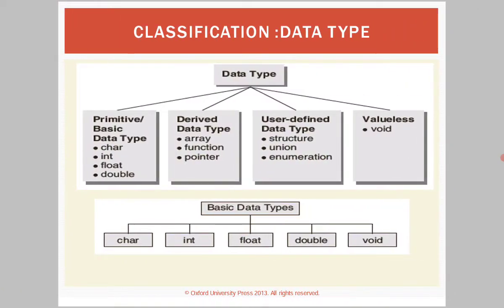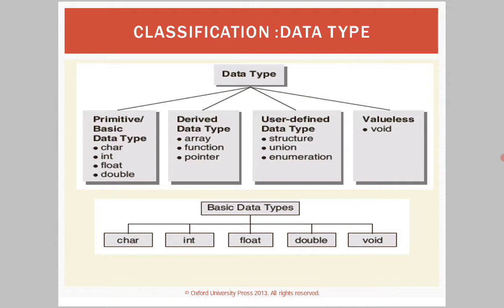So data types. This is a compulsory essay type question from the first unit. What are the different types of data types available in C language? So what is a data type? A data type is used to store different types of data items in variables, and each data type is used to store a different data item.